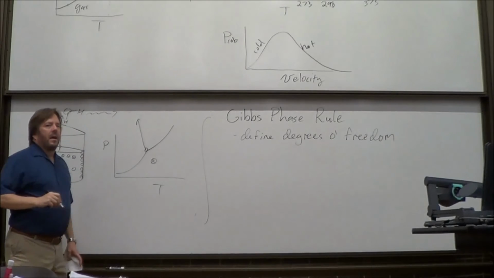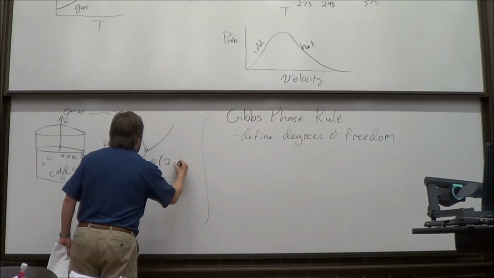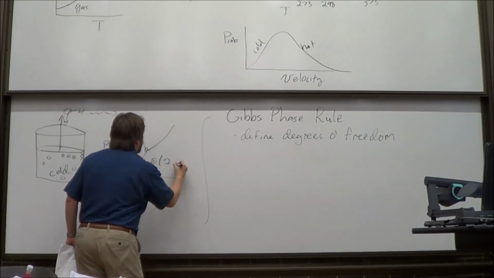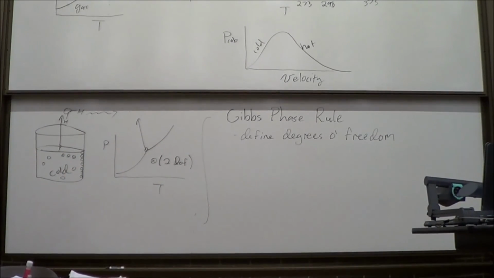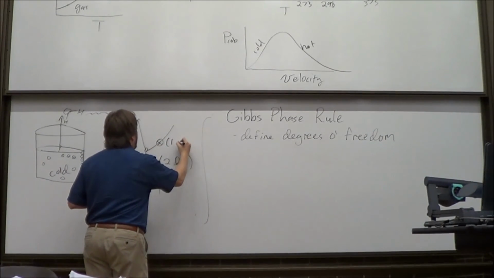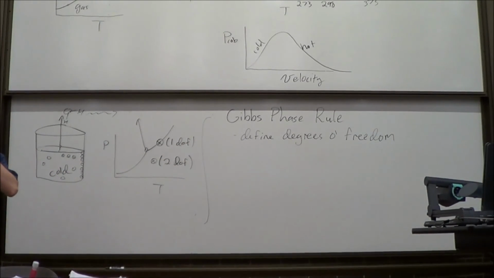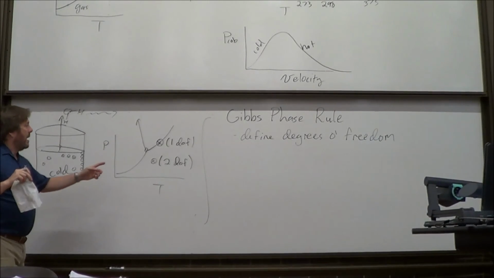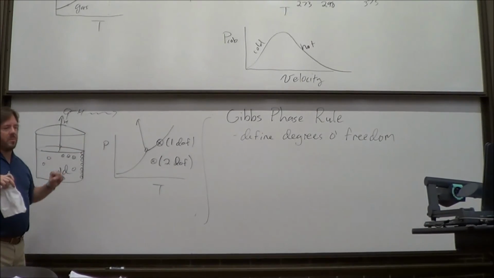A point here is a single phase region because it has 2 degrees of freedom. So I'll just write DOF, 2 degrees of freedom. What that means is that I can change pressure and temperature and still retain a gas. That's the idea. That means 2 degrees of freedom. If I'm here, I actually have 1 degree of freedom. If I exercise my degree of freedom, let's say I heated it, and I want to retain a simultaneous liquid-gas equilibrium, I'm going to have to change the pressure. I'll have to increase it.